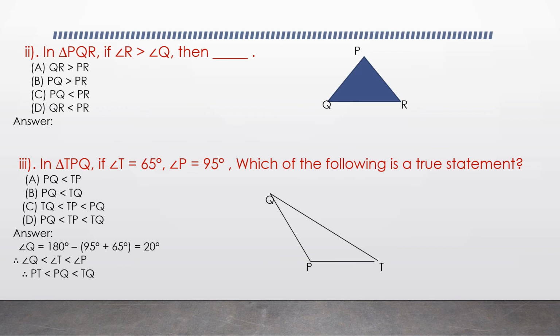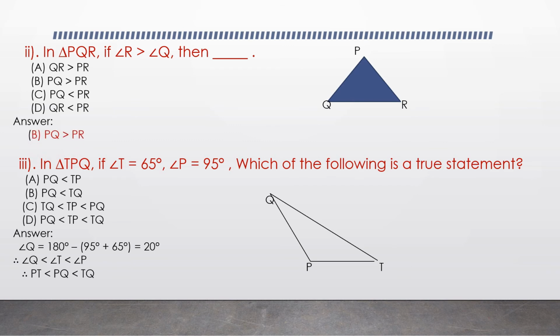In this figure, angle R is the greater angle and angle Q is the smaller angle. Therefore, the greater angle's opposite side is PQ and the smaller angle's opposite side is PR. Therefore, PQ is greater than PR. Therefore, your option B is your answer, that is PQ is greater than PR.